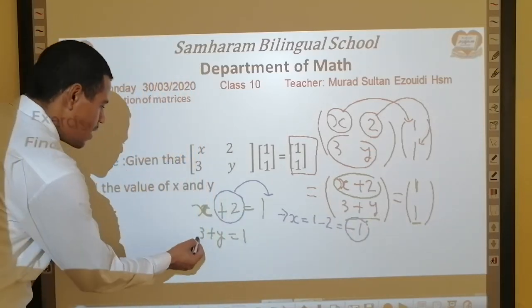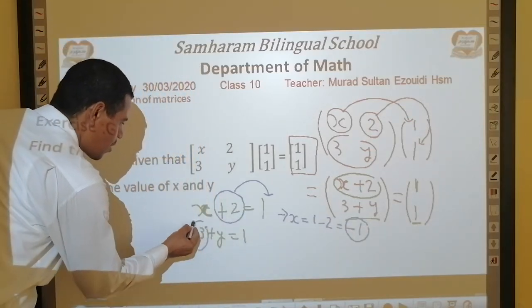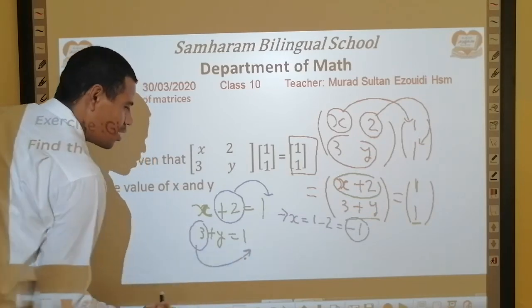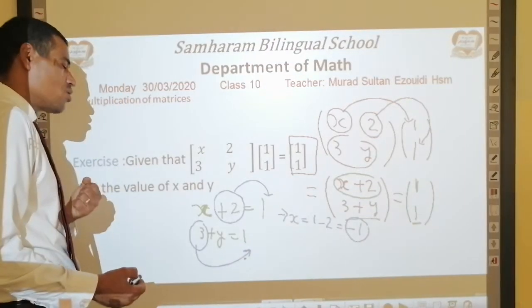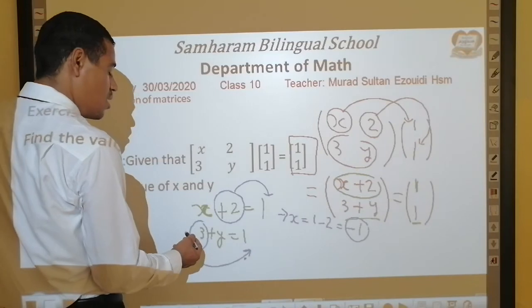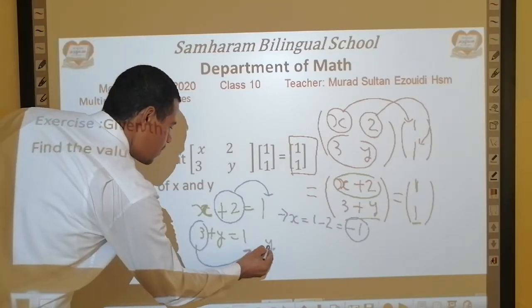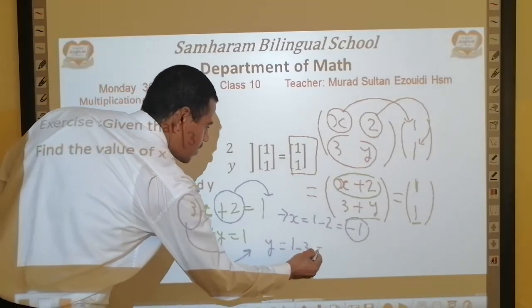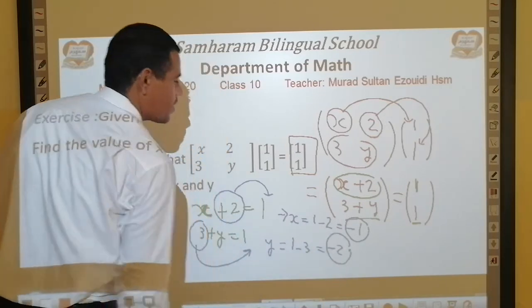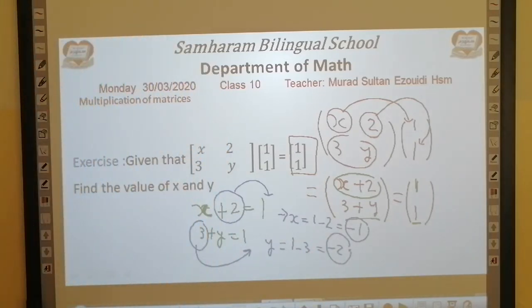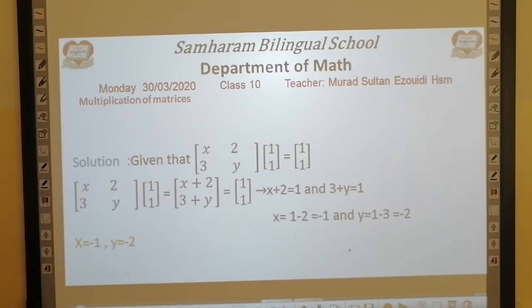Then here, this is plus 3, I will transfer it here. It will transfer with the negative sign. So y equals 1 minus 3, which gives negative 2. So this is the answer. Okay? Negative 1, negative 2.